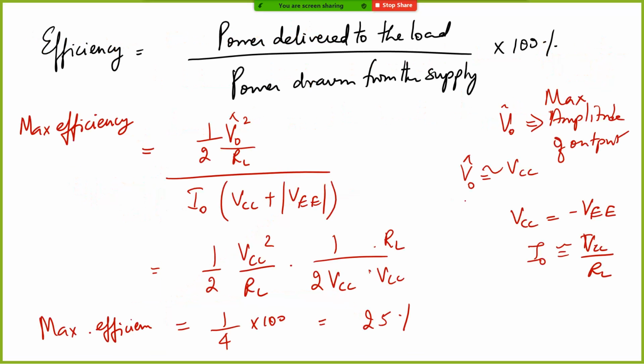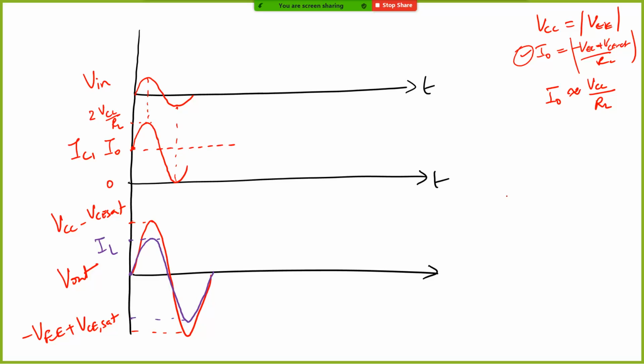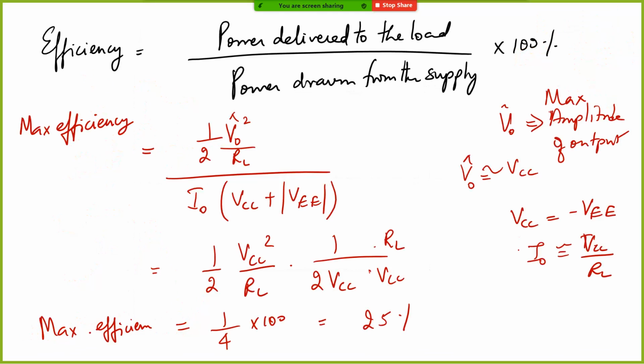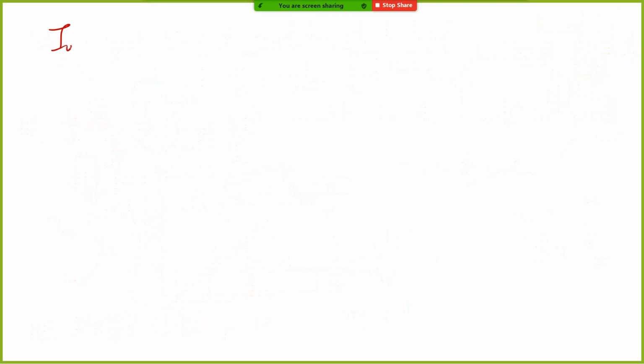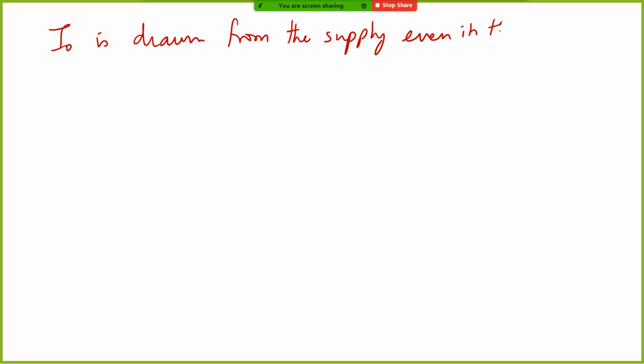Now the first thing to notice here is, the biggest culprit is that you have this I naught flowing all the time. The biggest problem is I naught is drawn from the supply even in the absence of signal. So we need to do something to make sure that this does not happen.